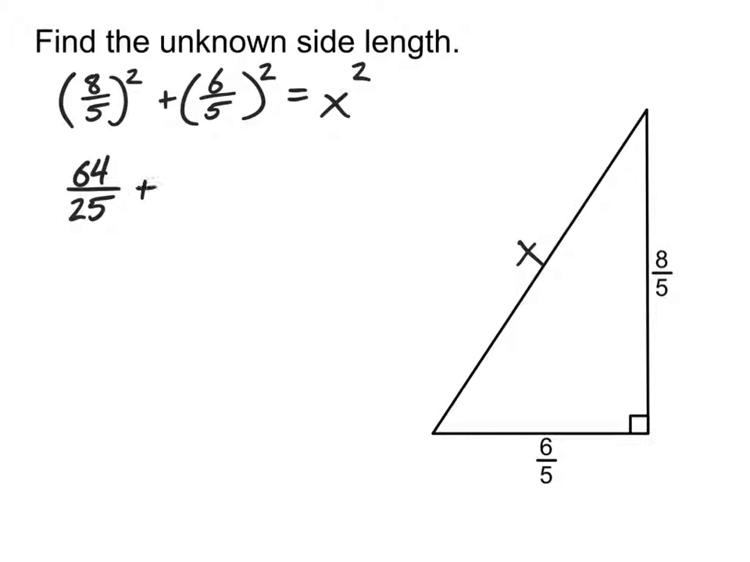Okay, then we're going to add. I've got to do the (6/5) squared now. So 6 squared is 36. 5 squared again is 25. So we end up with 64/25 plus 36/25 equals x squared.